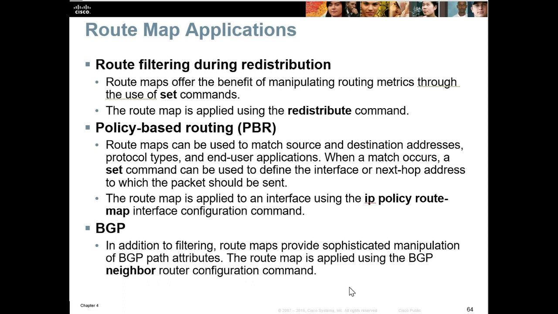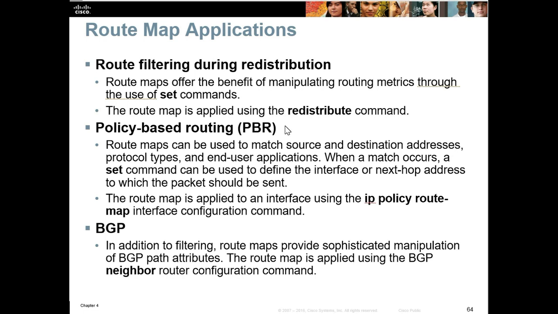We can also use route maps for policy-based routing. Okay, so we know that some condition kita nak set, kalau match a certain condition, dia lalu jalan A. Kalau dia match another condition, dia boleh lalu jalan B. Okay, so ini yang kita panggil policy-based routing. So the route maps can be used to match source and destination addresses, protocol types and end user applications. So mengikut keperluan kita punya jenis-jenis traffic.